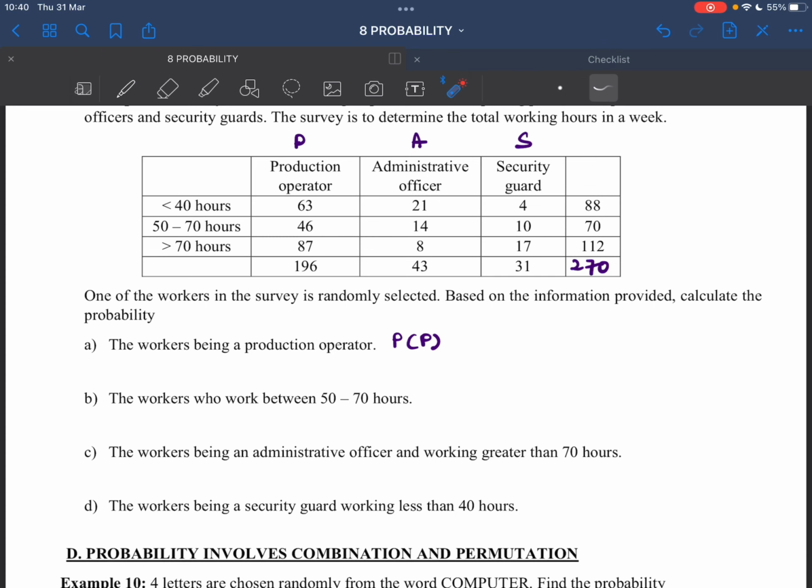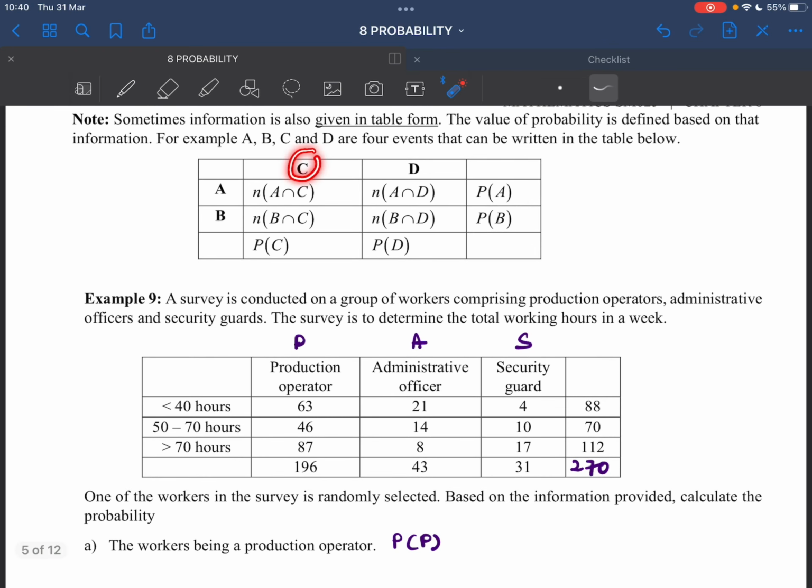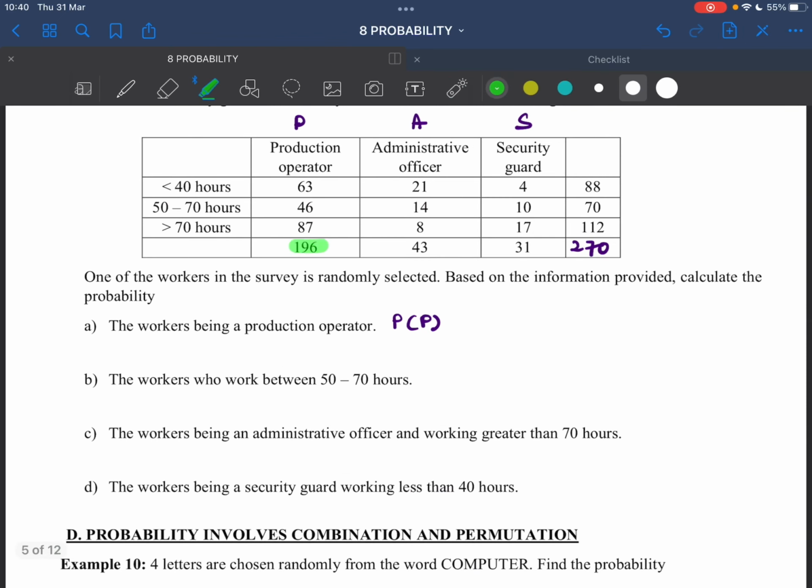Production operators. So as you can see from here, if you want to find P(C), this is our P(C). So that will be this one here, 196. So equals 196. But not only 196, you are going to find the probability always over the total. So the total now here is 270. So simplify, we have 98 over 135.